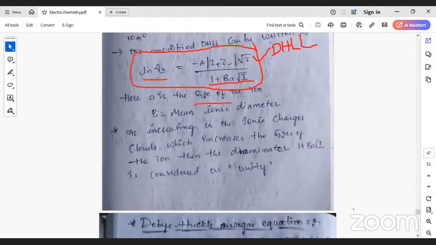Here a is the size of the ion and B is related to the mean ionic diameter. With the addition of the term 1 plus B a square root of I to the Debye-Huckel limiting law, the equation is modified. Therefore, that becomes the extended Debye-Huckel law, and this equation is applicable for strong electrolyte solutions, which completely dissociate into ions.